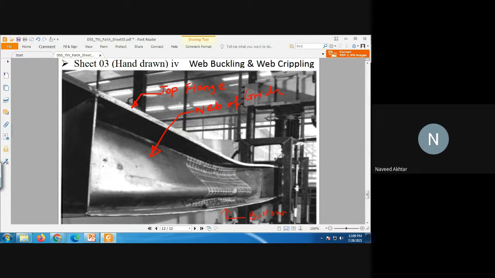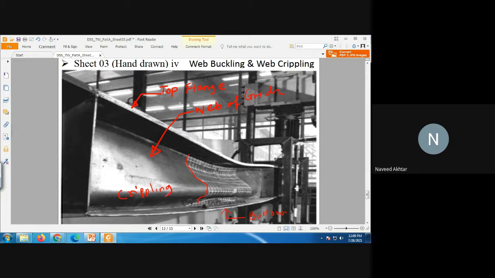When applying the load, what happens? You can see the web is buckled like this, and this is the best example of web crippling of your beam.